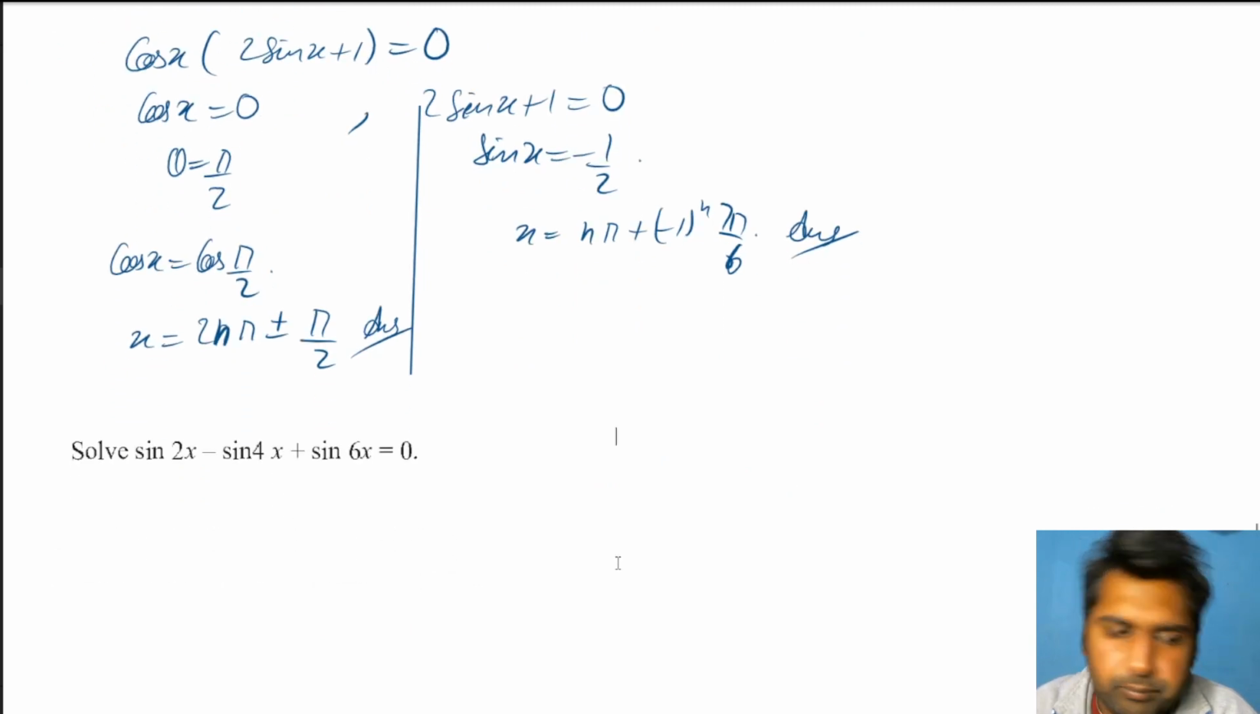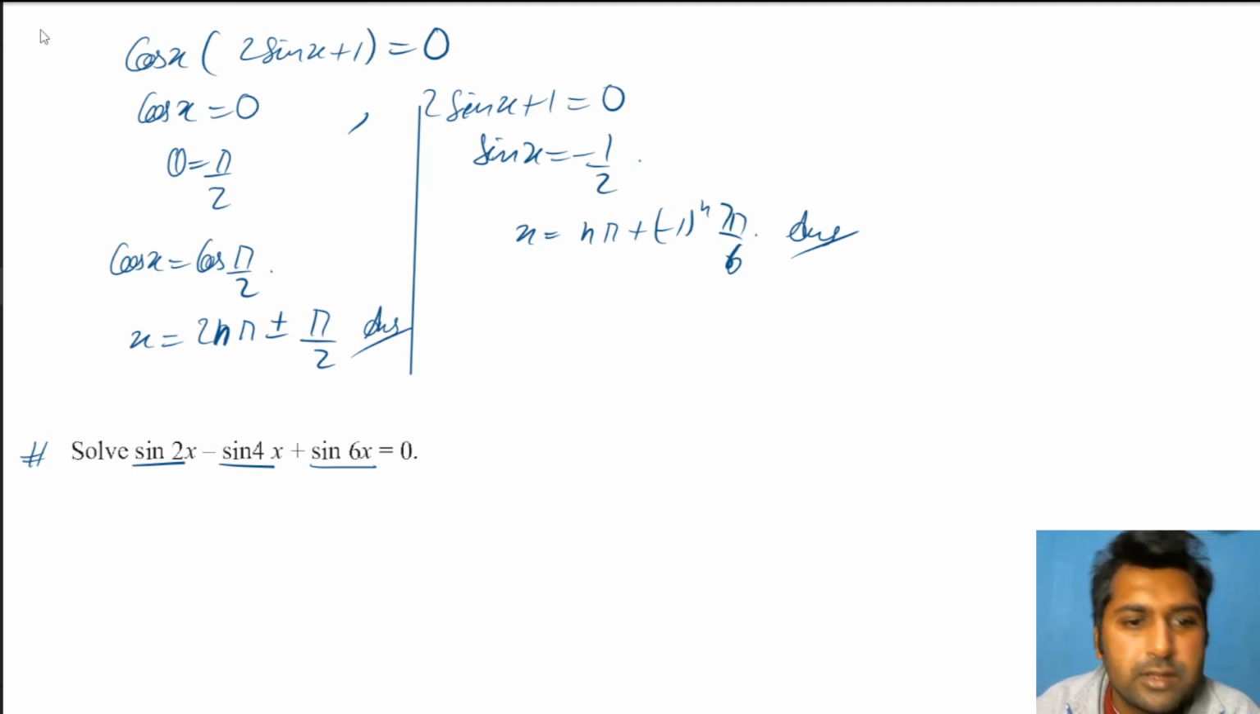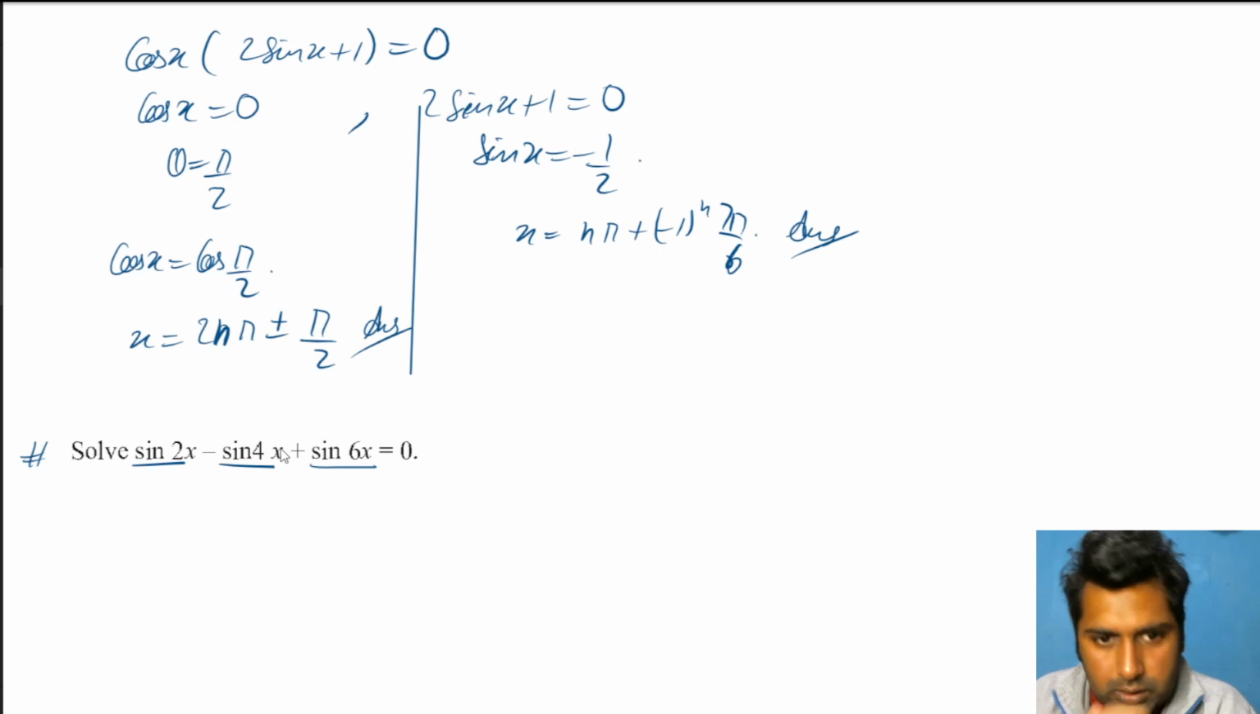Last one. Okay. You can see sine 2x, sine 4x, sine 6x. Multiple angles are there. There's one important concept that I also want to discuss. First of all, you see sine, sine, sine. There are three sine, so we can apply sine C plus sine D. This kind of expression we have already dealt with.